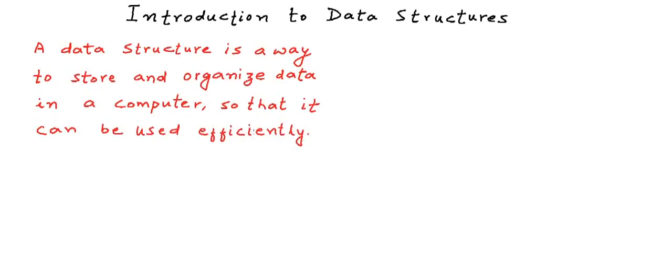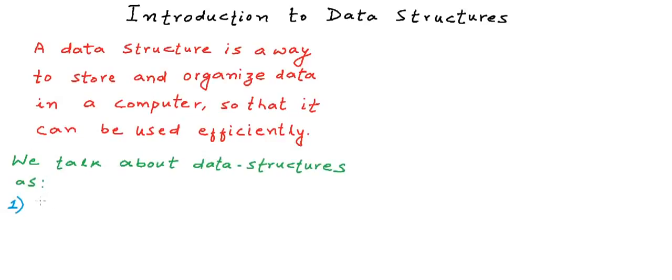When we study data structures as ways to store and organize data, we study them in two ways. One, we talk about them as mathematical and logical models. When we talk about them as mathematical and logical models, we just look at an abstract view of them. We just look at from a high level what all features and what all operations define that particular data structure.